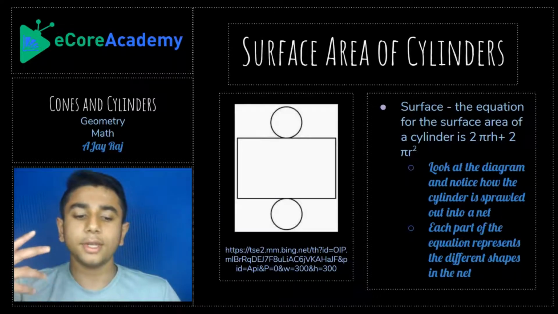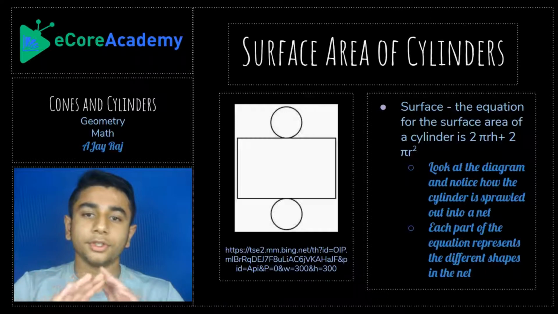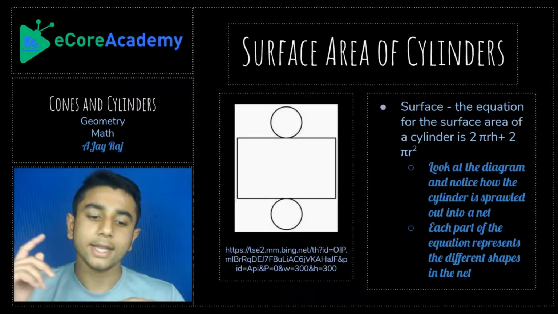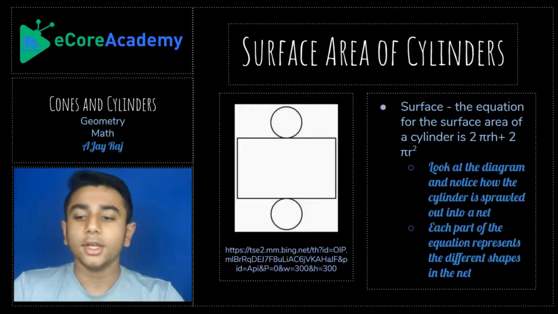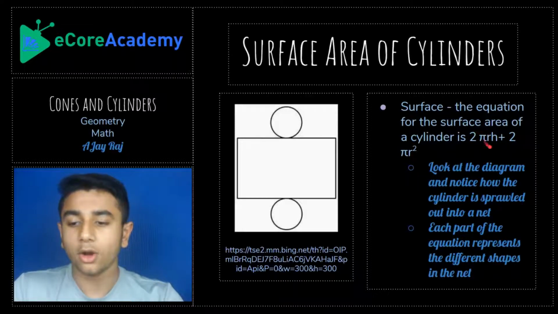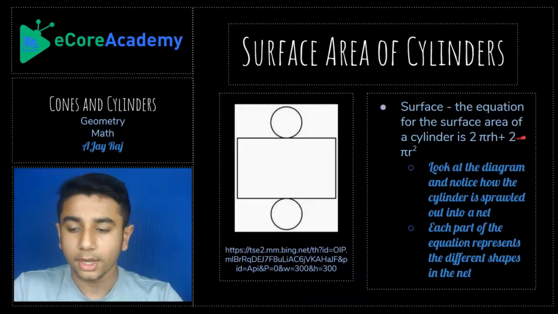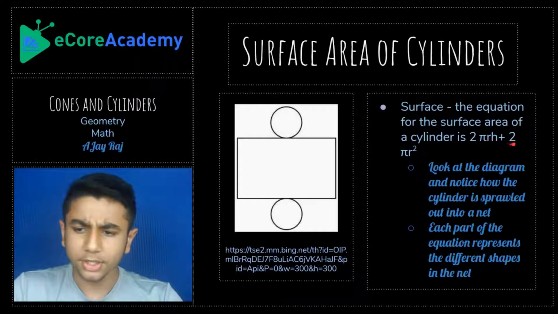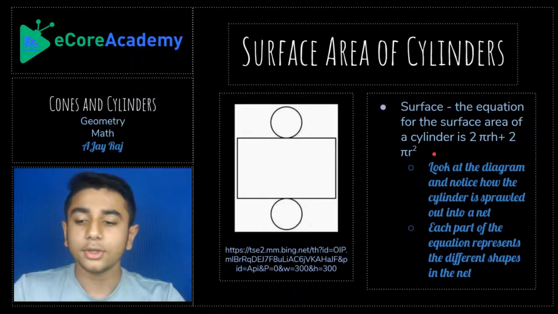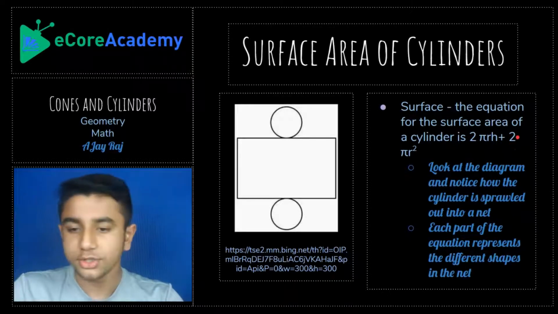So surface area is basically the total area of the surface of a three-dimensional figure, and nets are the best way to calculate that. So if you look here, you have 2 pi r h as your equation plus 2 pi r squared. I apologize. This part represents the rectangle, and the second part, 2 pi r squared, represents the bases. So let's start with the bases.